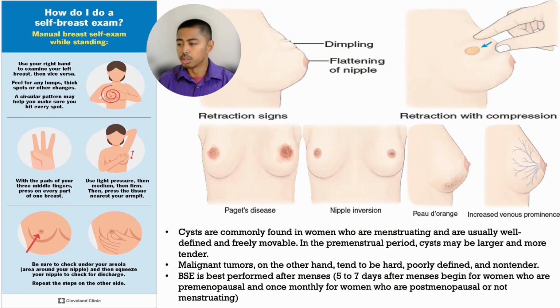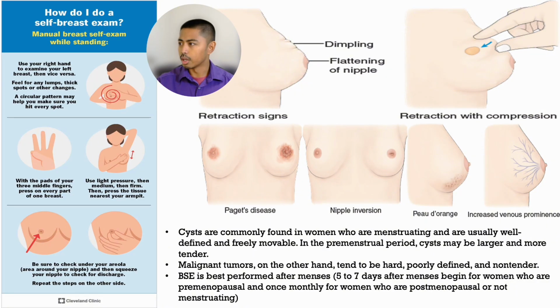So when should you do this? A few days after menstruation. It says here 5 to 7 days. So a few days after menstruation, when you're premenopausal, and this is because the breasts are less tender and swollen. And for those who have reached menopause, perform the exam on the same day each month, just to be consistent and to see if there are any changes to the baseline.